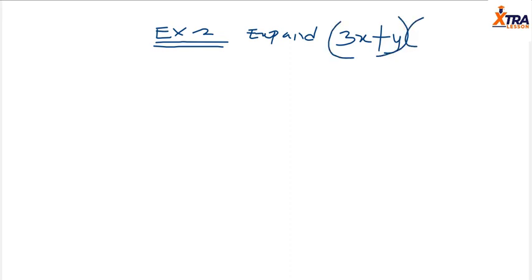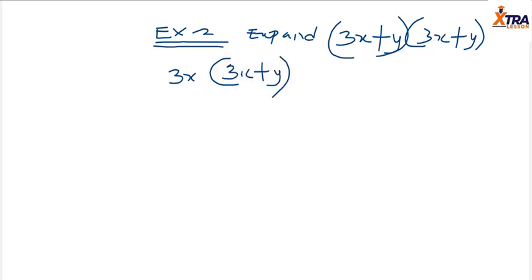Example 2. Let's assume that you are asked to expand 3x plus y, and the same 3x plus y is given in the second bracket. So how do we go about this? I said bring out the content of the first part. I'm bringing out 3x, and I'm using that to multiply the other part, which is 3x plus y. Then the next term here is plus y. I bring that out as well. Then I use that to multiply the second part, 3x plus y.